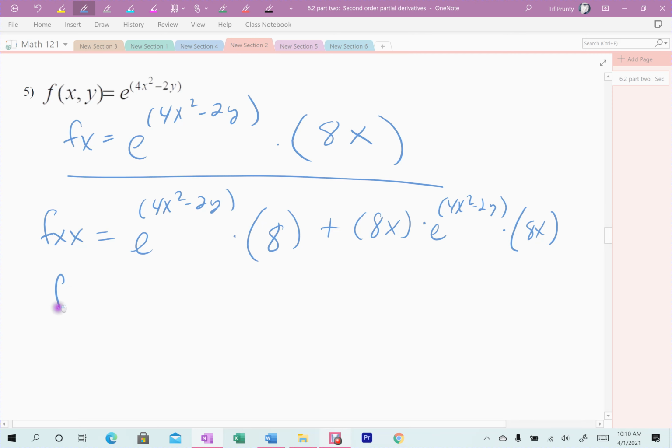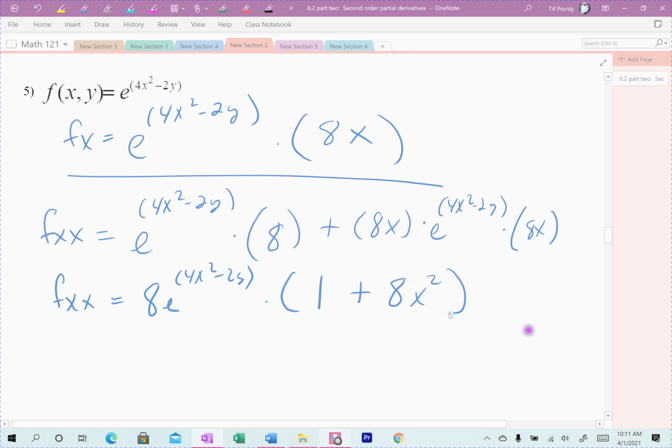Alright, then simplifying that, it's up to you. You could pull out the 8 in the e term if you wanted to. So 8e to the 4x squared minus 2y, which leaves me with a 1 in the first term, right? If I pull everything out, there's still a 1. And in the second term, one of the 8's is gone, but I still had 1 left over. I still had both x's. X times x will give me an x squared, and then the e term's gone. And so that simplifies down to 1 plus 8x squared.